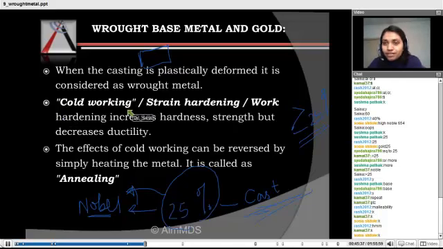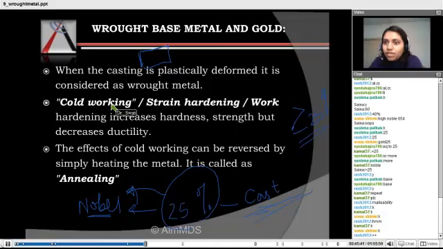So cold working, this conversion is also called cold working because we are doing that at low temperature. Strain hardening or work hardening. See that? Now compare it with other terms. Remember the other terms, that is age hardening and annealing.